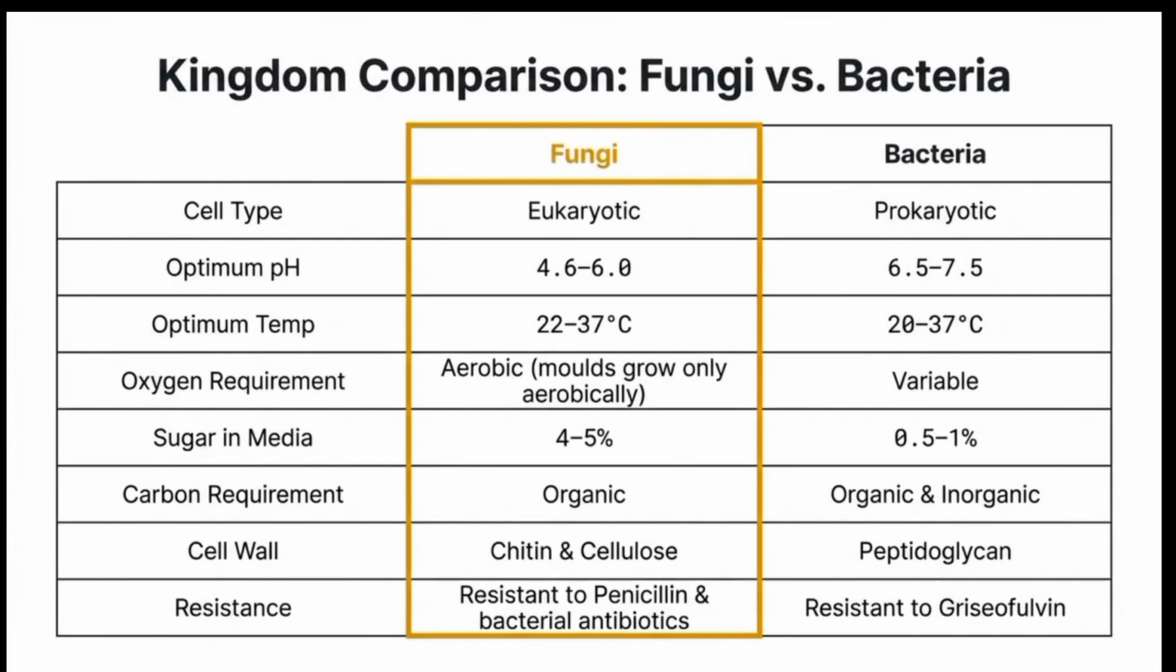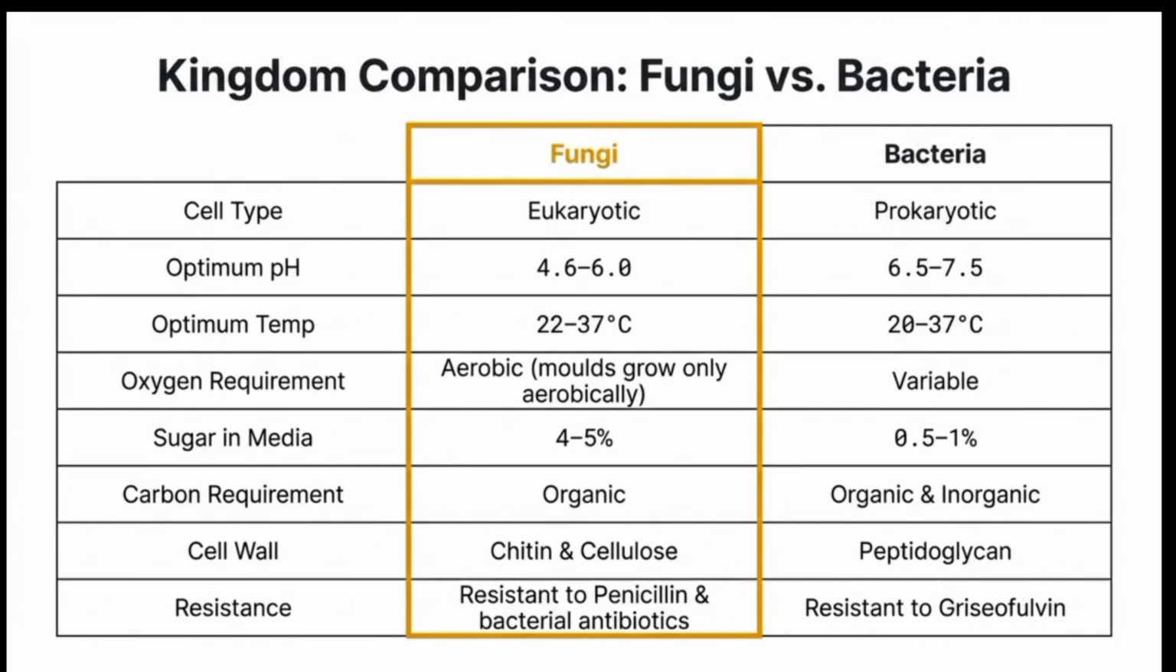And their environmental preferences are totally different too, right? Completely. They are like the picky, sweet-toothed eaters of the microbial world. They demand high sugar concentrations to thrive, around 4 to 5%, and they prefer heavily acidic environments with an optimum pH between 4.6 and 6.0. While bacteria, meanwhile, want a neutral pH and barely 0.5% of sugar. Right. This ecological niche partitioning is why fungi can thrive in places bacteria generally struggle, like highly acidic fruits or specific layers of human skin.